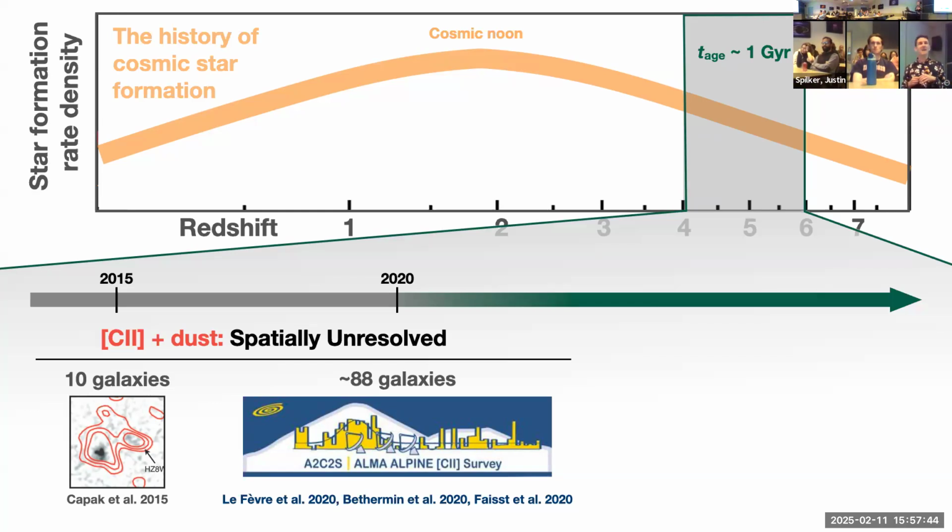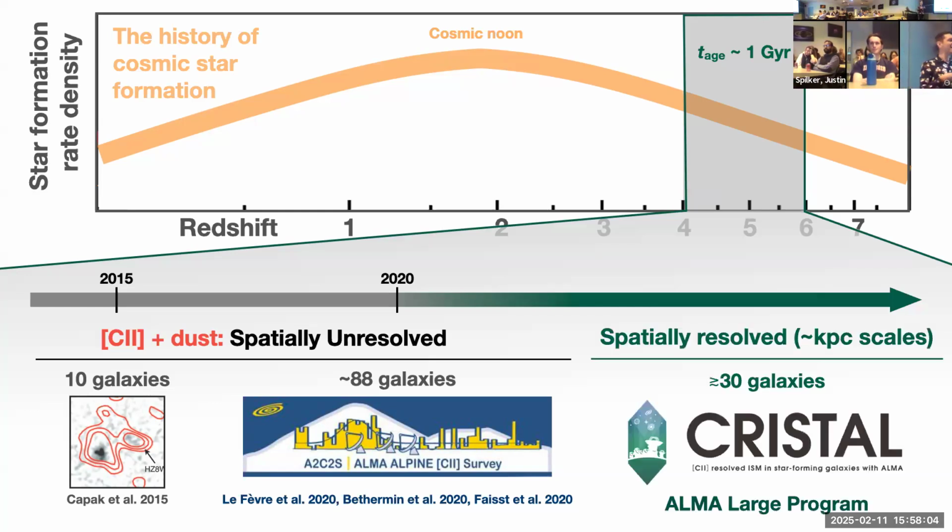That would be great. As time went on, people started to do large surveys for this. One example was a large program called ALPINE that ALMA ran. They tried to detect the C+ line in almost 100 of these high redshift galaxies at redshift 4 to 6. What I'm going to talk about mostly today is trying to extend that work to higher spatial resolution, to resolve these galaxies down at kiloparsec-ish spatial scales and understand what we can learn from that. The program I'm going to talk about is called CRISTAL.